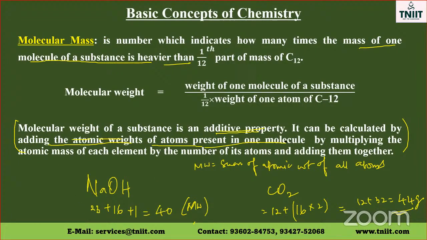And the statement here is by multiplying the atomic mass of each element by the number of its atoms. Here, sodium is 1, oxygen is 1, hydrogen is 1. So if we multiply by 1, it makes no difference. But in case of this example, 2 oxygen atoms are there, so the atomic mass of oxygen has to be multiplied by 2. When you multiply by 2 and add the atomic mass of carbon, we get 44. So 44 is the molecular mass of carbon dioxide.